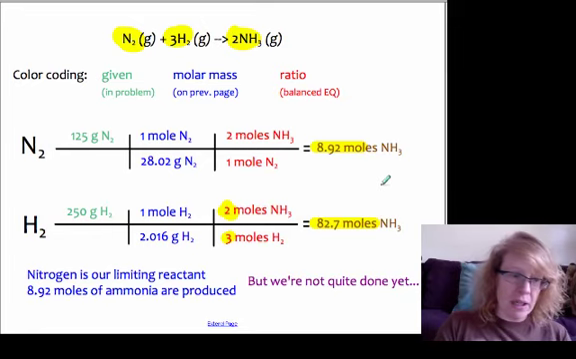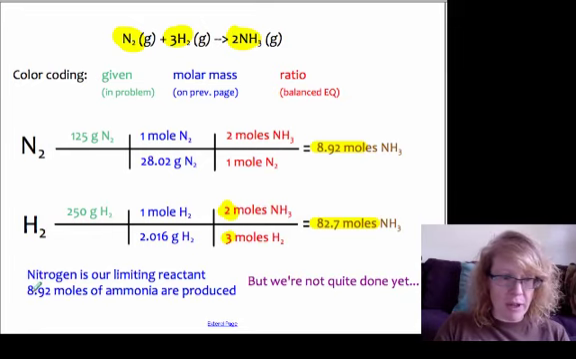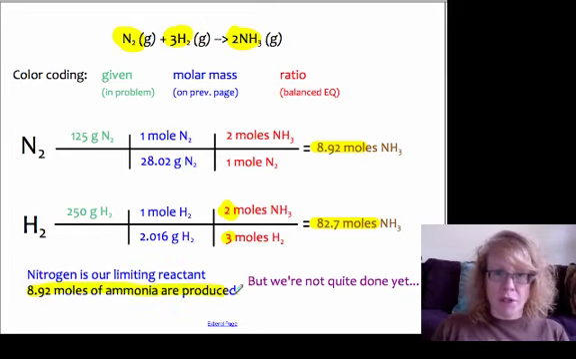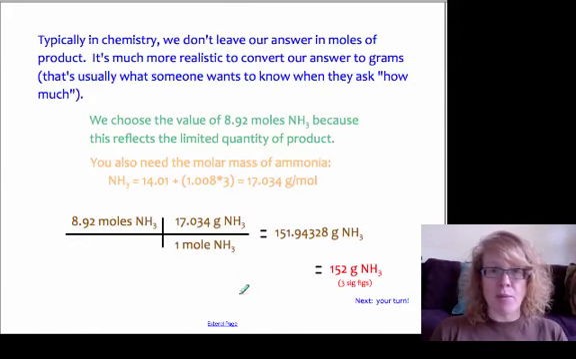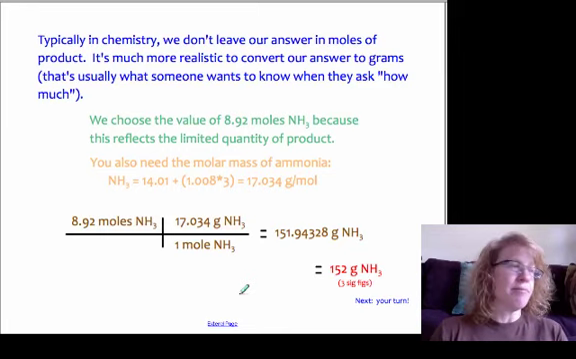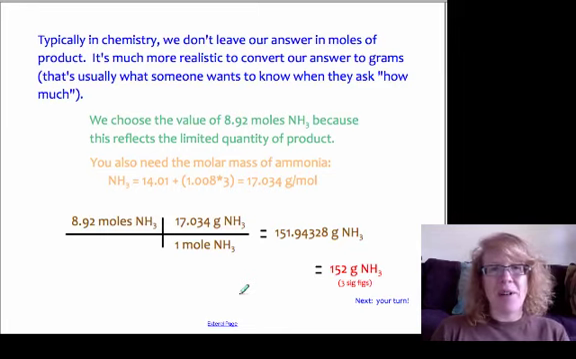So again, we're going to take a look at these particular values as we go forward to our next step. Just looking at the nitrogen, because it's the lower number, we know we can make 8.92 moles of ammonia. But we're not done. We have one more conversion to do. In chemistry, we don't usually give our answers in numbers of moles, simply because in a chemistry class or an industrial setting, I don't have a scale that weighs in moles. It's usually going to be in grams.